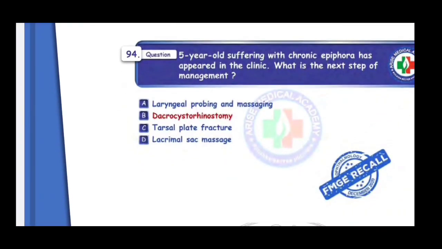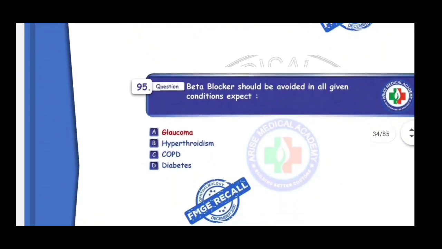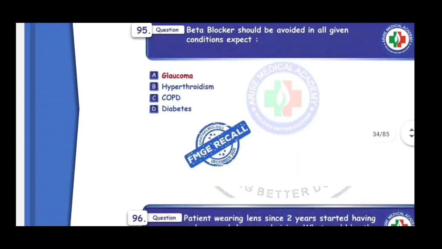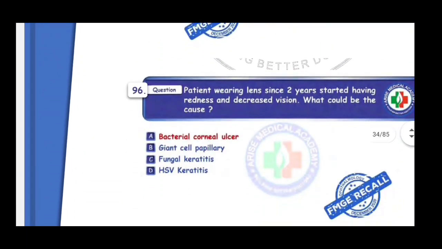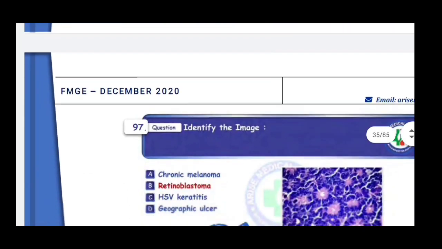A 5-year-old suffering from chronic epiphora has appeared in the clinic. What is the next step of management? Dacryocystorhinostomy. Next one, beta blocker should be avoided in all eye conditions except glaucoma. A patient wearing lens since 2 years started having redness and decreased vision. What could be the cause? Bacterial corneal ulcer.